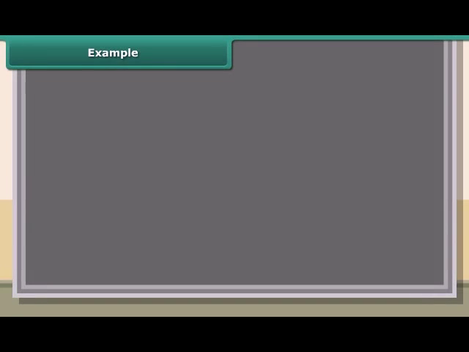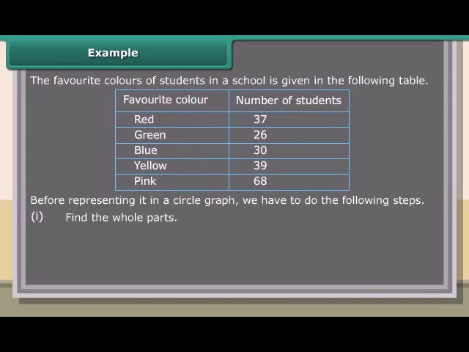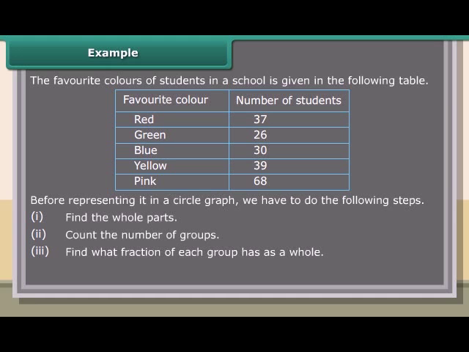Example 1. The favorite colors of students in a school are given in the following table. Before representing it in a circle graph, we have to do the following steps. 1. Find the whole parts. 2. Count the number of groups. 3. Find what fraction of the whole each group has. 4. Find the central angle and draw the graph according to it.